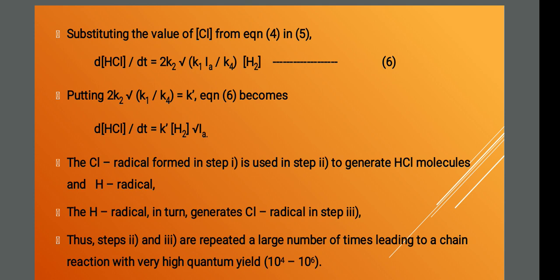Now what you are going to do is take all the constants 2, K2, K1 and K4 outside and represent them as k dash. So the final equation gets the format dHCl divided by dt is equal to k dash into H2 into square root of Ia.